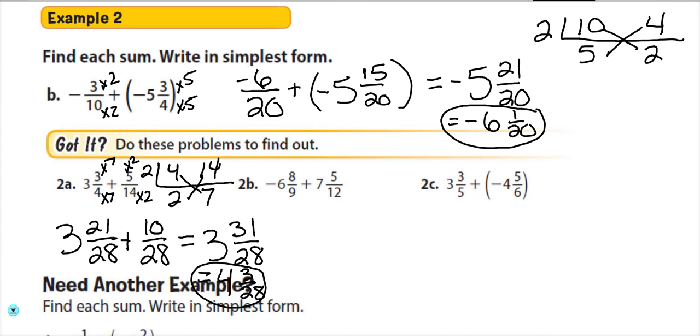All right, let's take a look at 2b. So we have negative 6 and 8/9 plus 7 and 5/12. Whenever I do those, I need to look: can I change 9 into 12? No. So let's draw my little box up here.